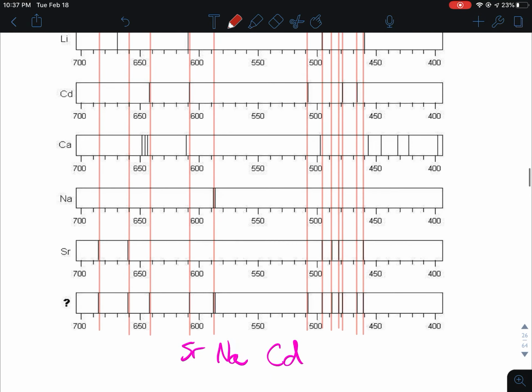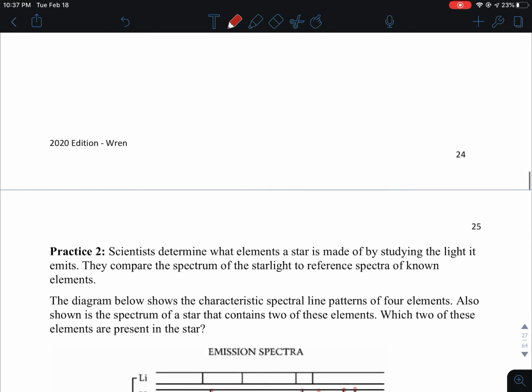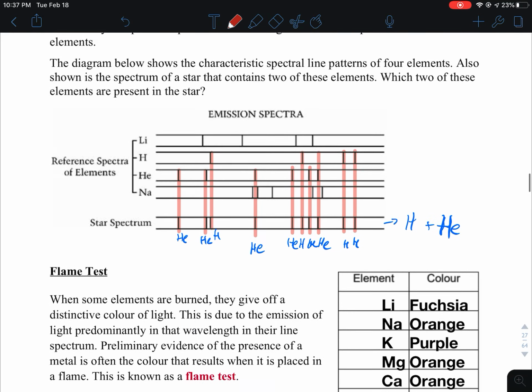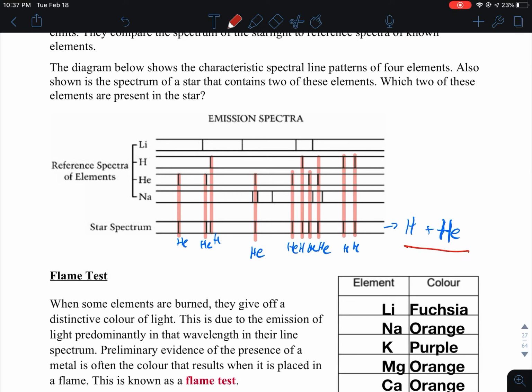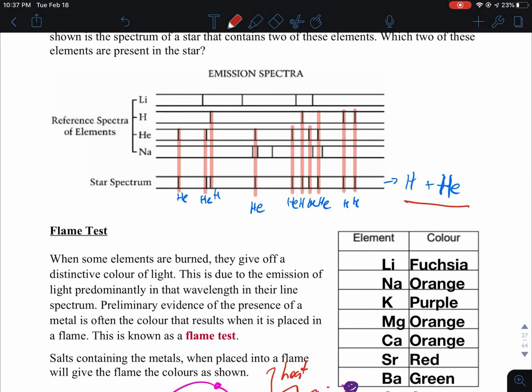We did this a couple times. We had a strontium, sodium, cadmium mixture. And this one over here, we can see is a hydrogen and helium mixture. This might even be our own sun, or a star that's similar in age to ours, because our star is mostly hydrogen and helium. And you can observe these emission lines if you're very careful.